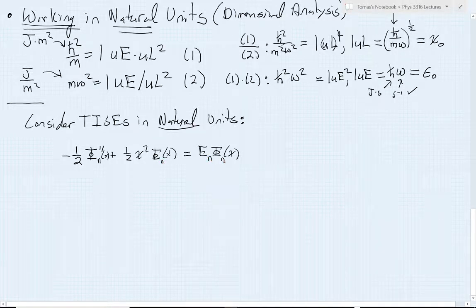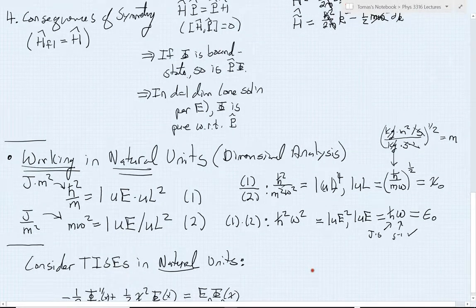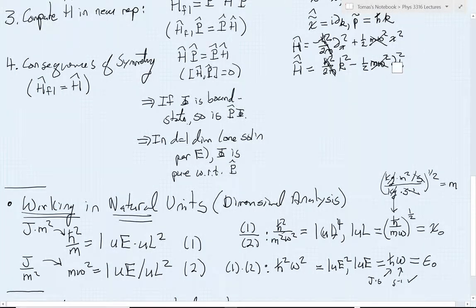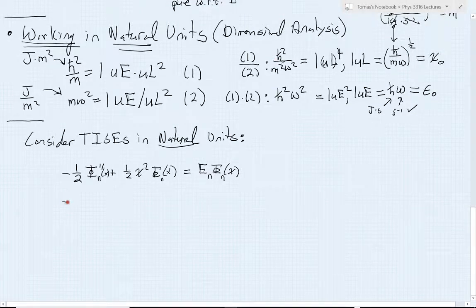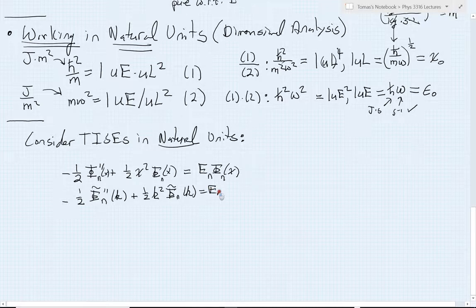In the momentum representation, it's the same thing again. That's the whole point here. I've got minus 1/2 of two derivatives, so it'll be minus 1/2 two derivatives of phi tilde now, which is a function of k. But again, these are bound states, so they will have a discrete index, plus 1/2 the variable squared, 1/2 k squared, phi tilde n of k, will equal then E n times phi tilde n, which again is a function of k.